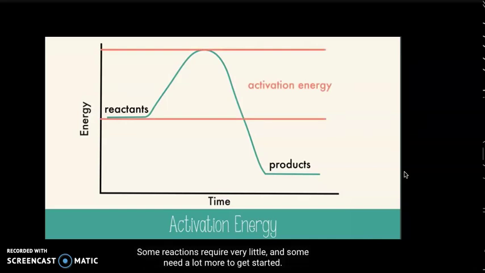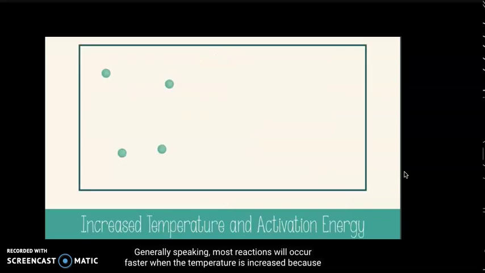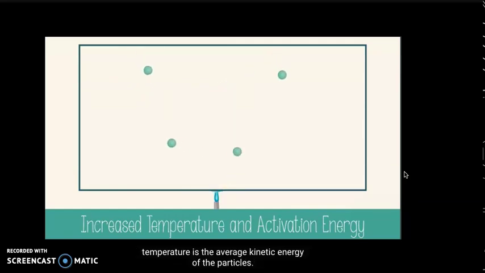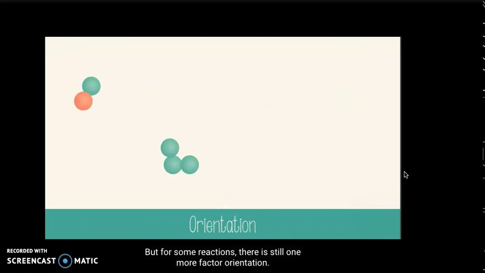Some reactions require very little, and some need a lot more to get started. Generally speaking, most reactions will occur faster when the temperature is increased, because temperature is the average kinetic energy of the particles. With more kinetic energy, they will be more likely to have enough activation energy for the reaction to occur. But for some reactions, there is still one more factor: orientation.